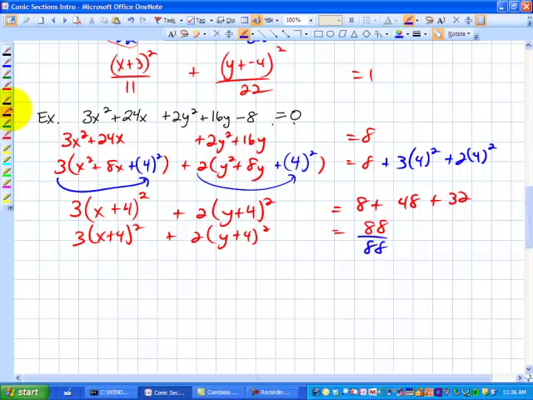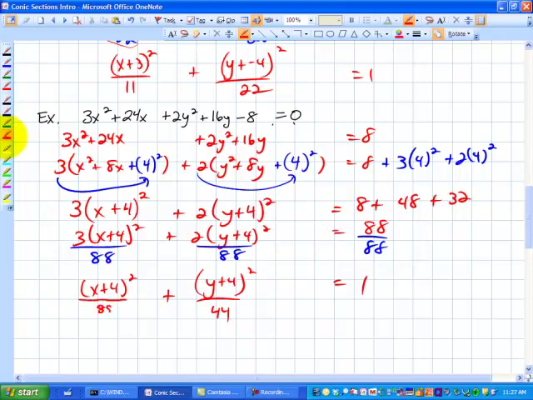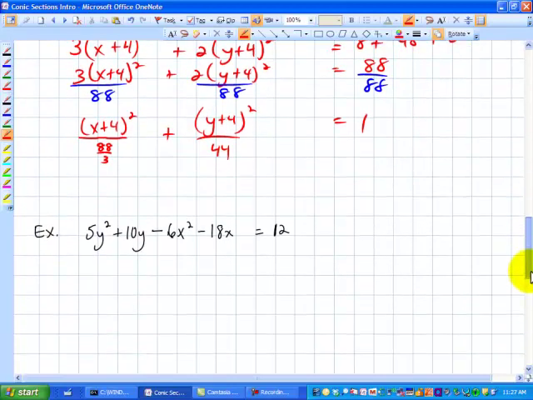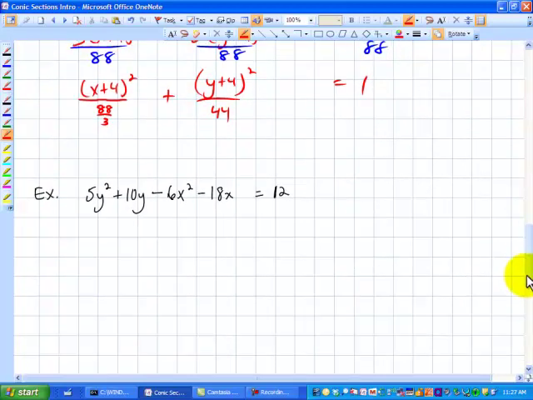Now I got to divide everything by 88. Still trying to get that into a 1. So the right side is a 1. This is going to become y plus 4 quantity squared over 44. This, okay, I got to show you a great trick. 88 and 3 don't really cancel that great. So watch this action. Ooh, 88 over 3. So I move the 3 to the bottom and it drops to the very bottom of the fraction. Okay, last one, I think.